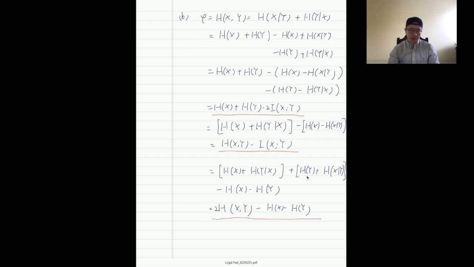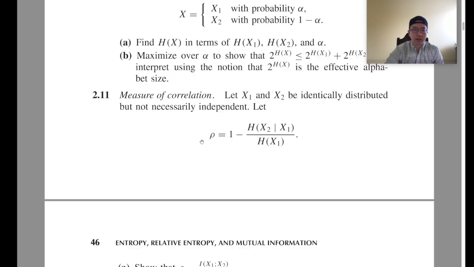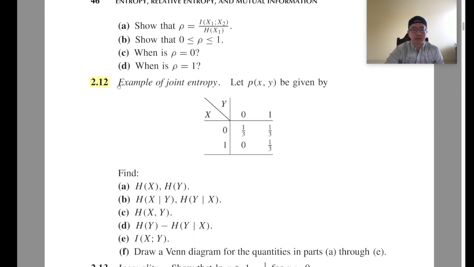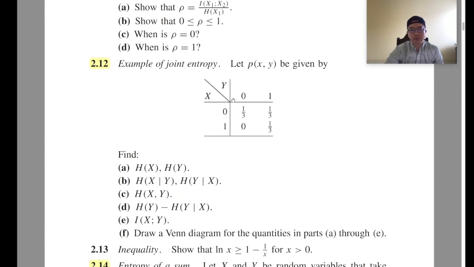There are a lot of approaches that you can use to do this, so feel free to use your own approach. Okay, now let's take a look at our next question, which is question number 12. This question is nothing but computation. Here it's given the joint distribution, and it asks us to compute the entropy, conditional entropy, joint entropy, and the mutual information, right?